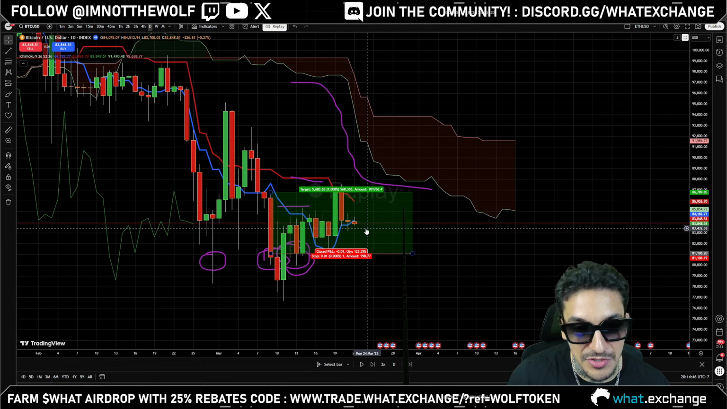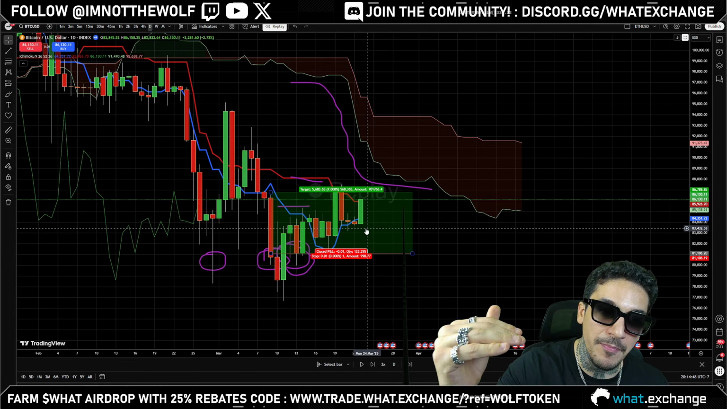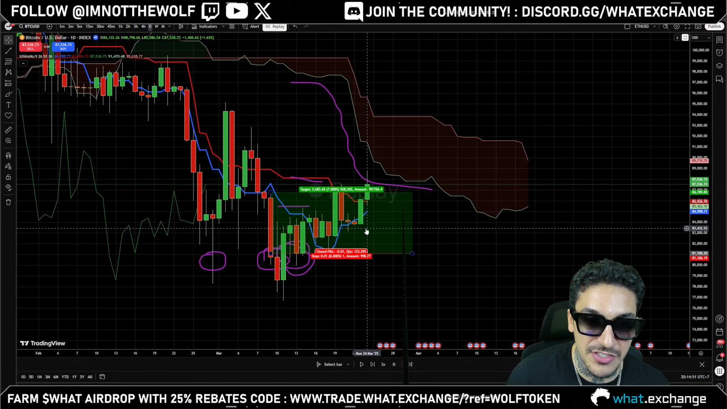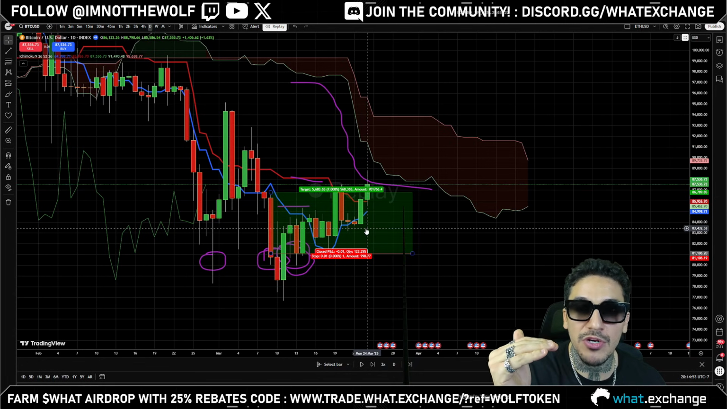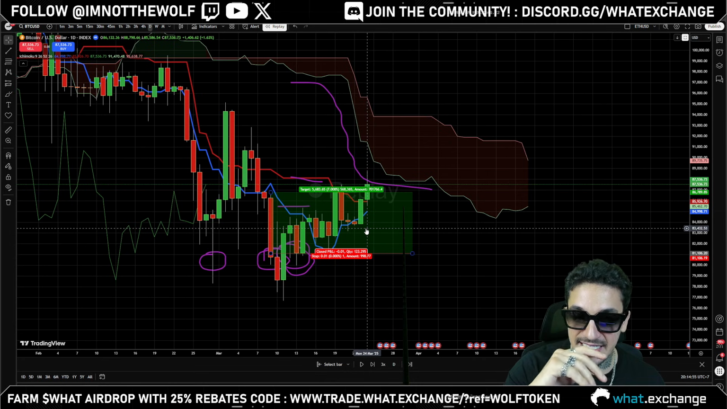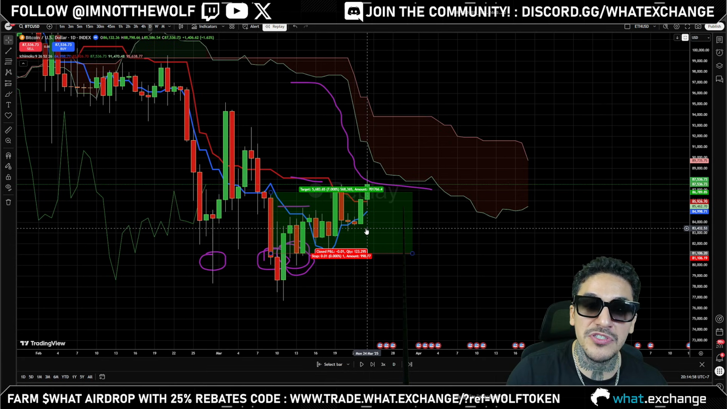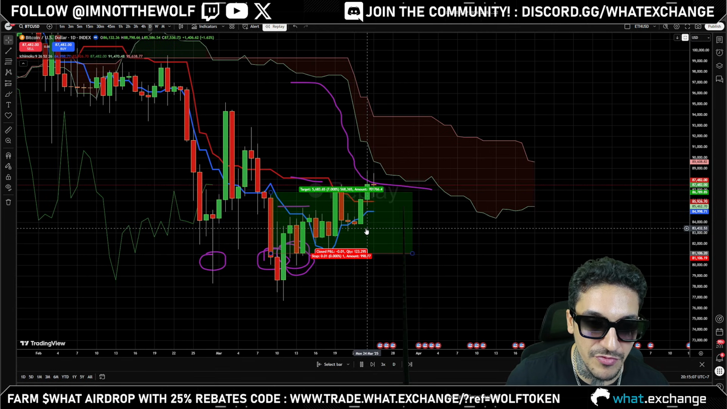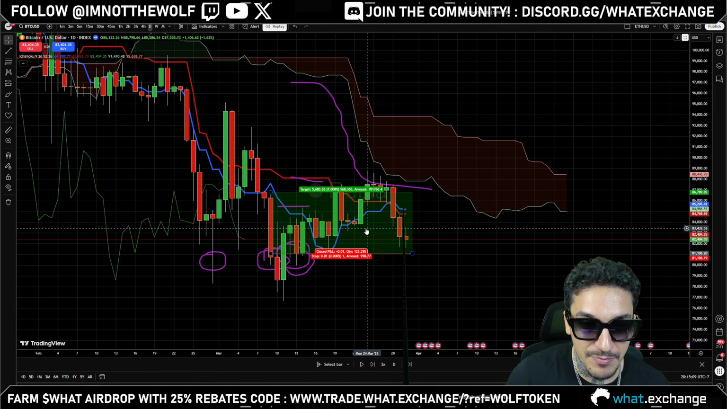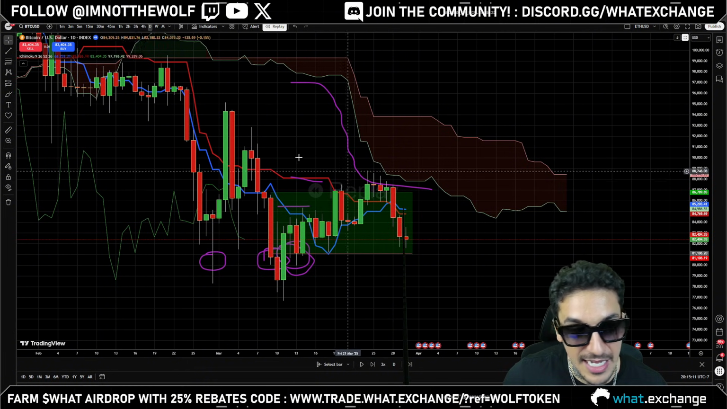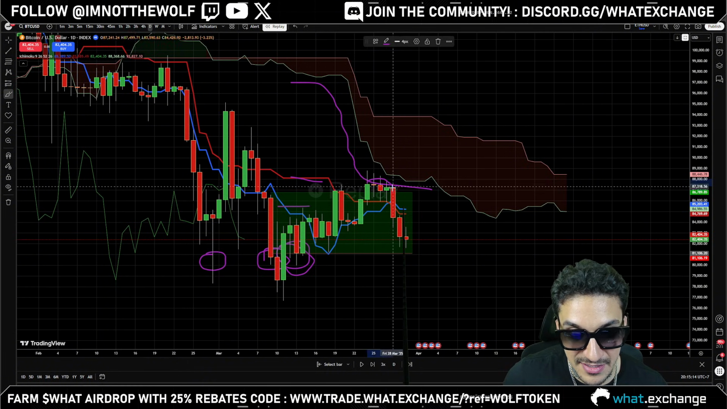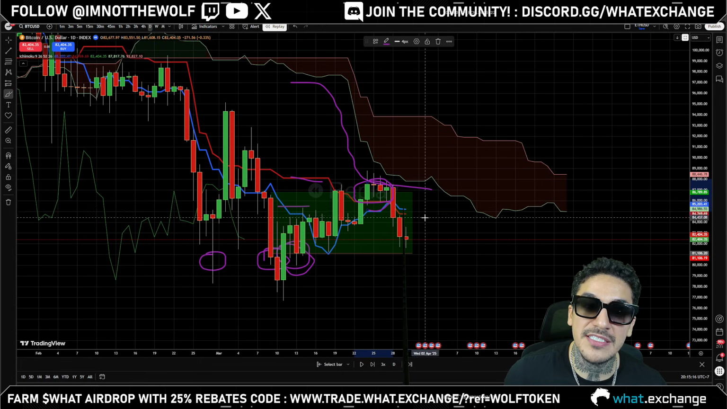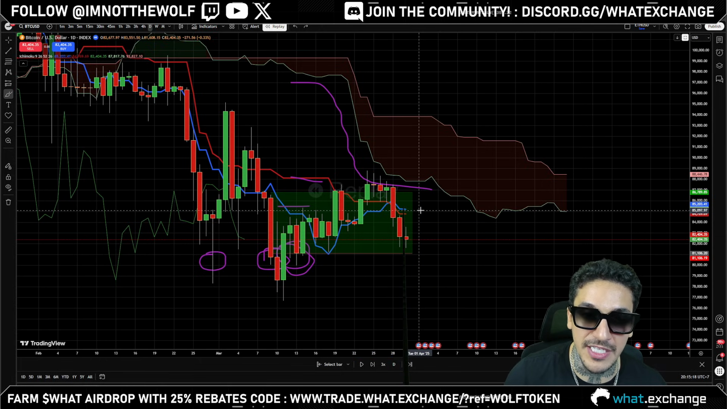So it broke under the Tenkan-sen there, pumped back up, got resistance at the Kijun, and then boom, it just broke up above the Kijun and the Tenkan-sen. That is essentially the first bullish signal, but it's not confirmed yet until the Tenkan-sen crosses over the Kijun, until the blue line crosses over the red line. So you can see, boom, over here it was a lot of resistance at this range right here, because there was no bullish crossover yet, right?